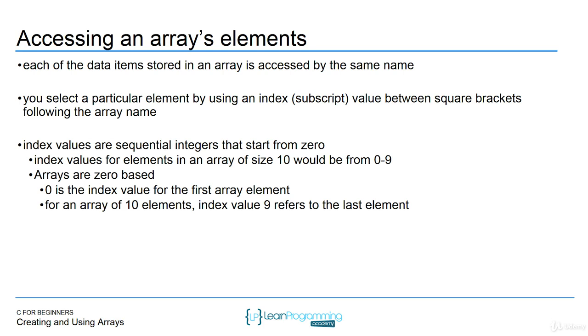0 is going to represent the first array element, and 9 is going to refer to the last element in an array of size 10. So you have to understand this concept of zero-based arrays. Intuitively, you might think, oh, I want to access the first spot in the array, so I provide index 1. No, because they start at 0.